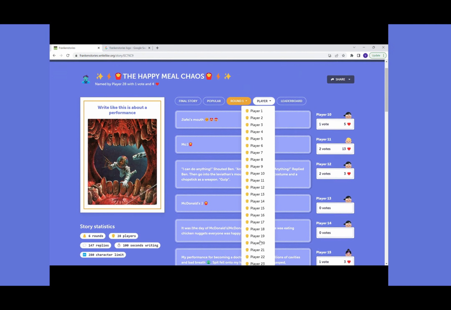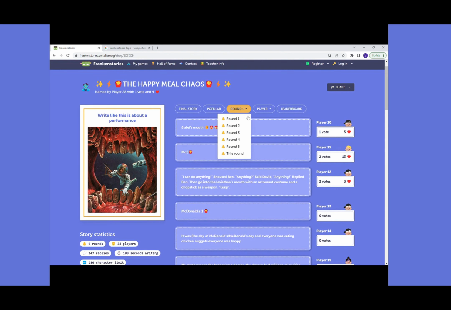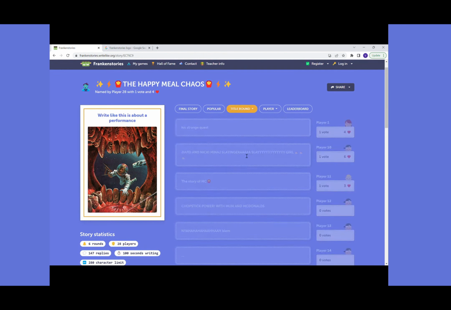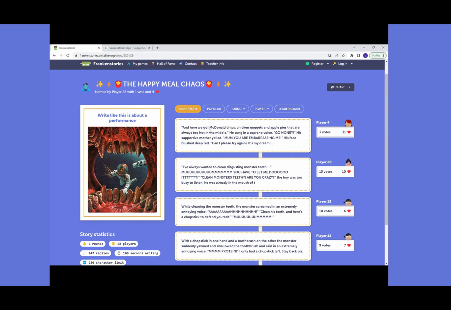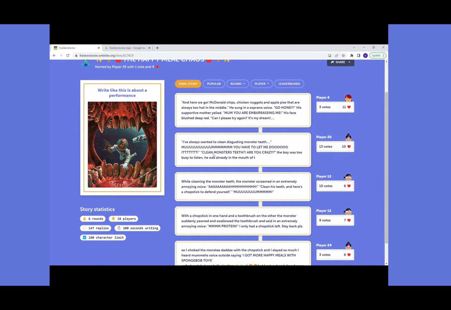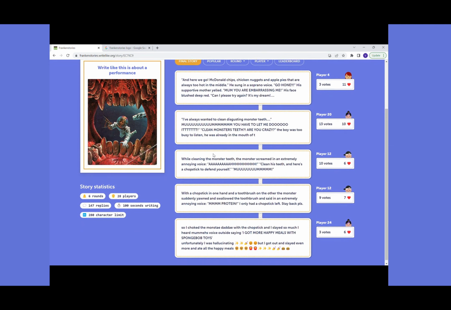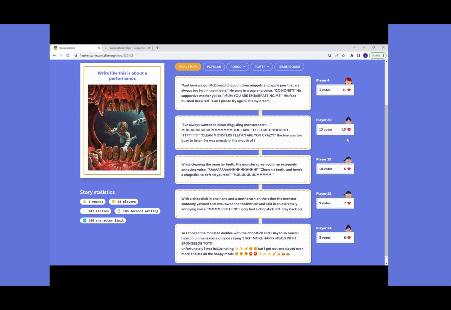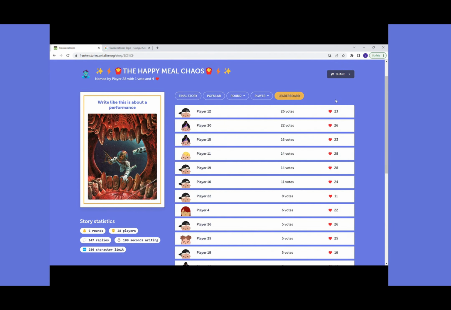Now this has 28 players, so 28 responses and 28 possible votes for a total of 6 rounds. So including the title round, they get to choose their favorite responses from each one, which leads to a final story, which a lot of the times these are really fun and exuberant because they are what the students enjoyed. Not what we as teachers think was the best writing, but what the students thought were really cool.